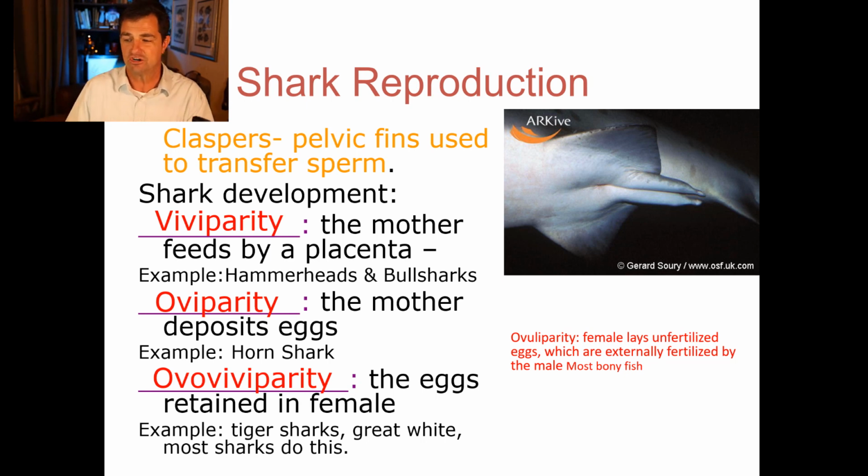I'll mention this here just because we happen to be here, but then there's oviparity, which is where females lay unfertilized eggs, and then they are externally fertilized by the males. And that's what most bony fish do. So that's not what sharks do, but I mention it because we're talking about reproduction. Oviparity is what we'll find in most of our bony fish when we get to that.